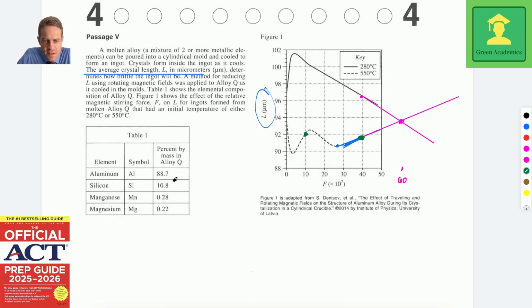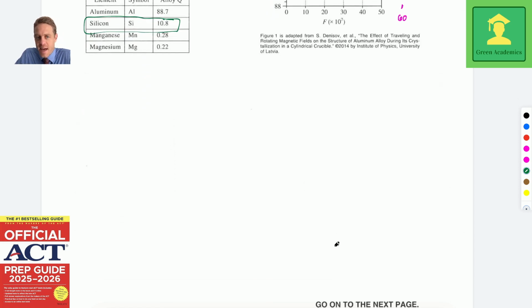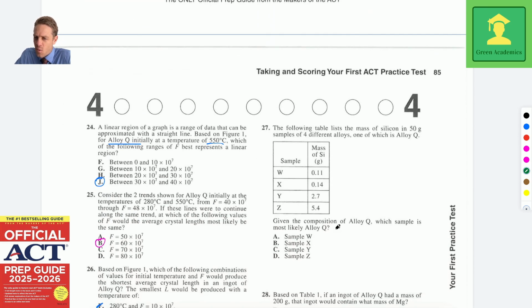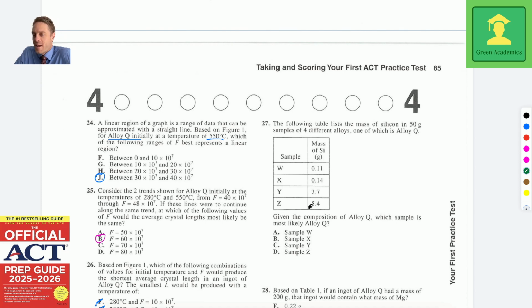Okay, so silicon is 10.8%, which is about 1/10. So if 50 grams, it would be about 1/10, which is about 5, right? Or a little bit more than 5, yeah. So it's got to be Z as in zebra, yeah.